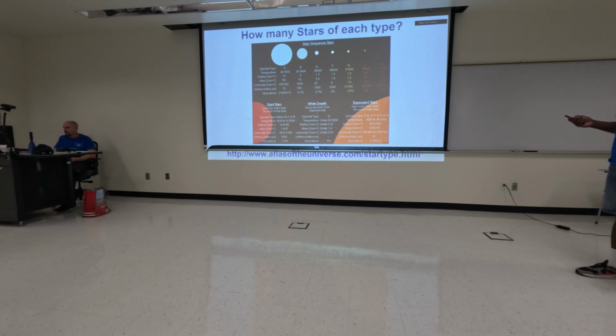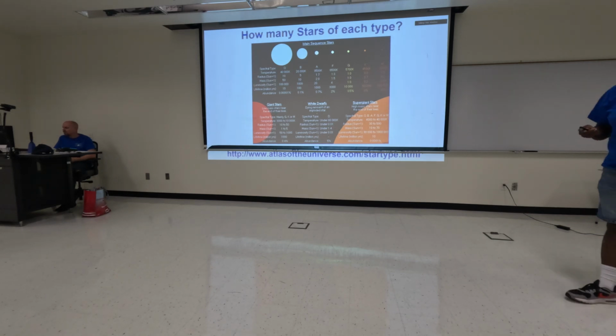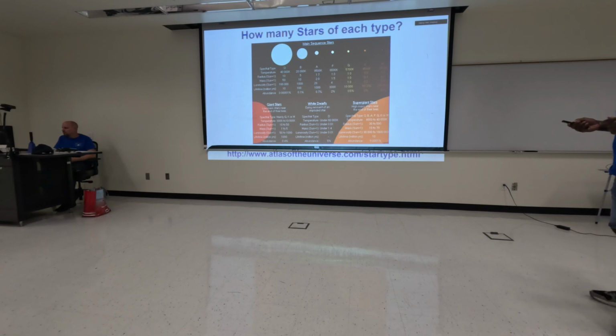Question: before we get off this chart, the big guy on the left, you show a mass of 50 solar masses. Yes, up at the top there it says 50 solar masses. Oh, that's for main sequence stars, an O-type star on the main sequence. So that's not a giant star. The giant stars are here. These are O stars on the main sequence.